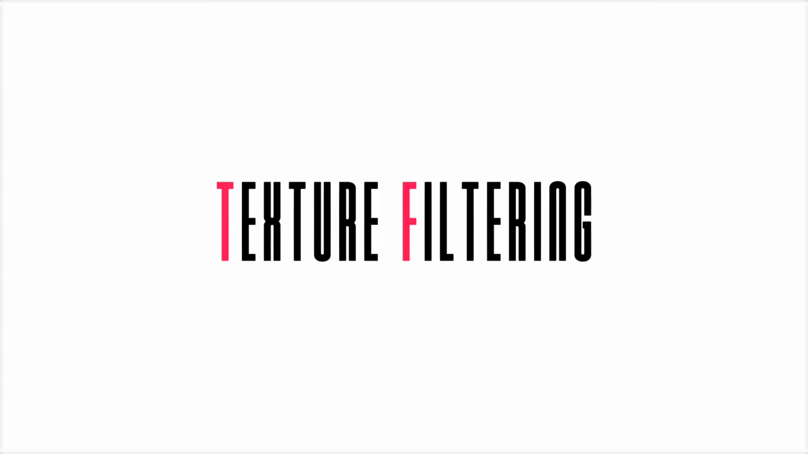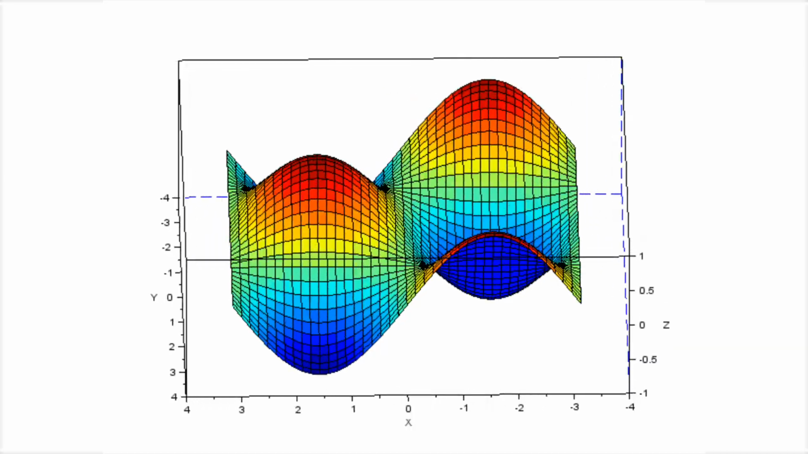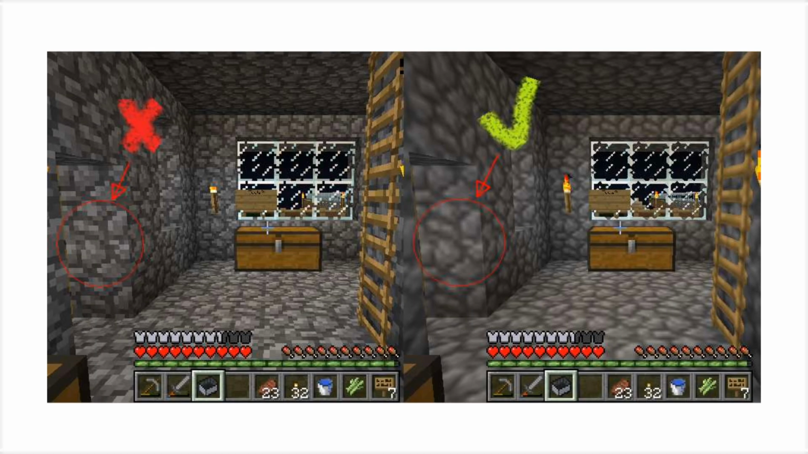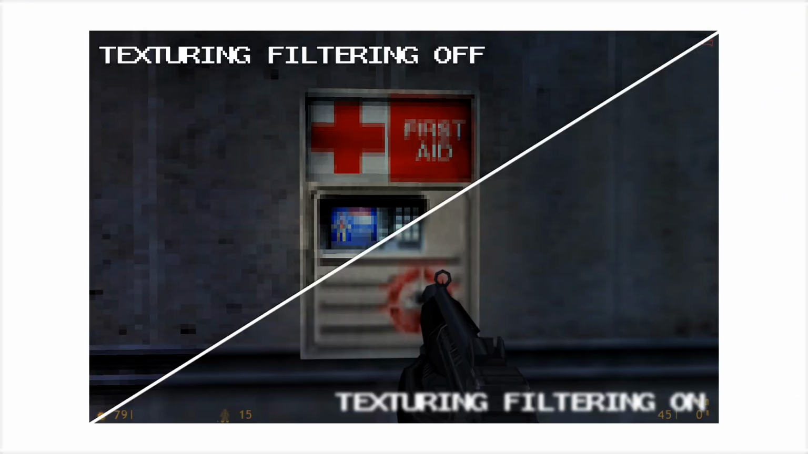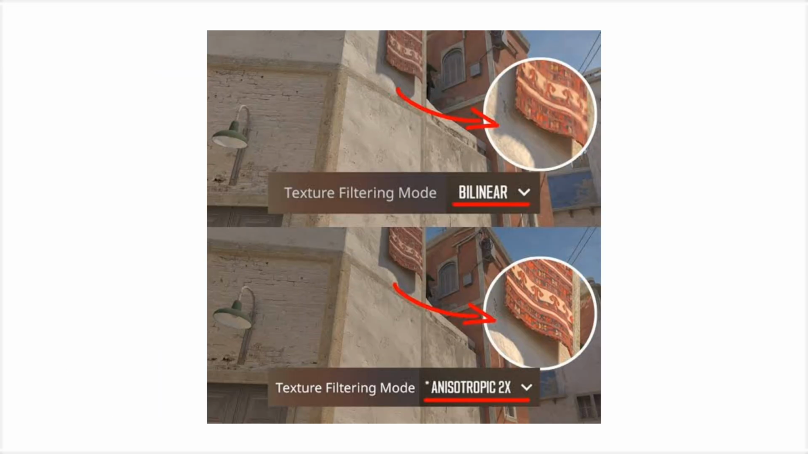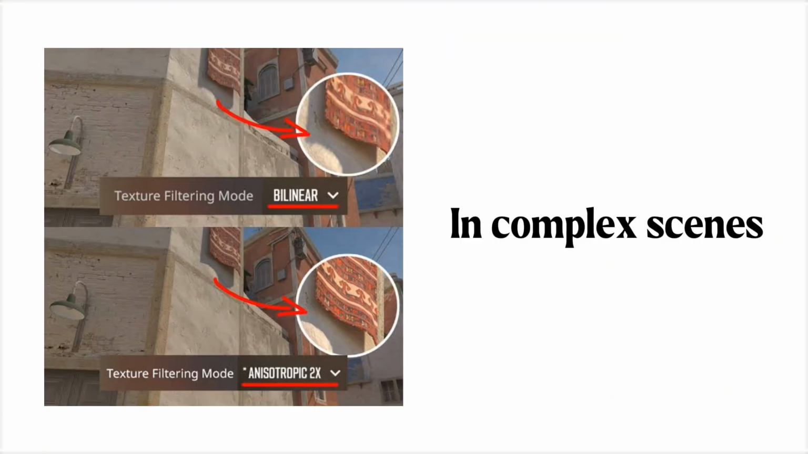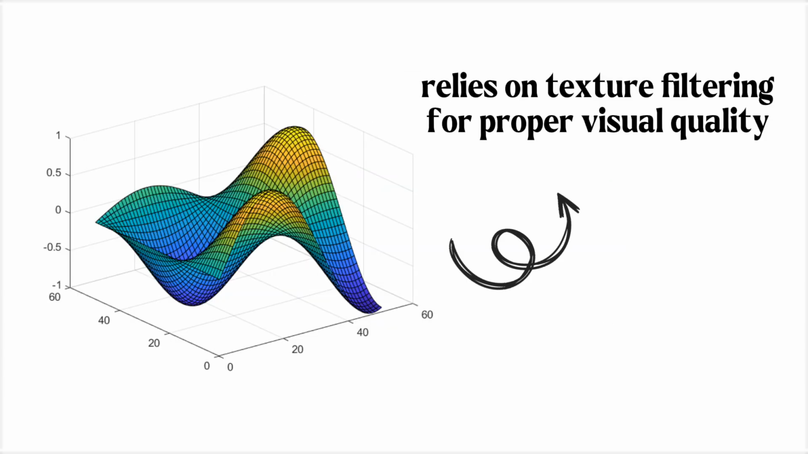Texture filtering. Texture filtering is a technique used by GPUs to determine how textures appear when applied to 3D surfaces. When a texture is stretched or viewed from different distances, the GPU must decide how to sample the texture pixels. Basic filtering methods can make textures appear blocky or blurry. More advanced filtering improves smoothness and detail across surfaces. It stands out because it helps maintain visual consistency in complex scenes. It matters because nearly every object in a 3D game relies on texture filtering for proper visual quality.